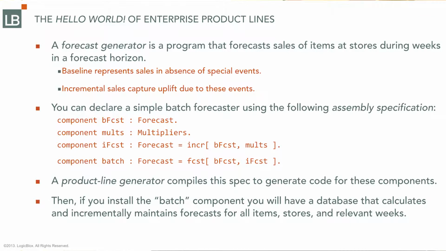So in this case, we've got a really simple one called B forecast for baseline forecast, one called mults for multipliers. These are the multipliers that are used to calculate the incremental uplift when there are different promotions and such in place. We use these 2 components, B forecast and mults, to generate an incremental forecaster that calculates the actual incremental forecast. And then we put the incremental forecaster and the baseline forecaster together into a component called batch, which is a batch forecaster.